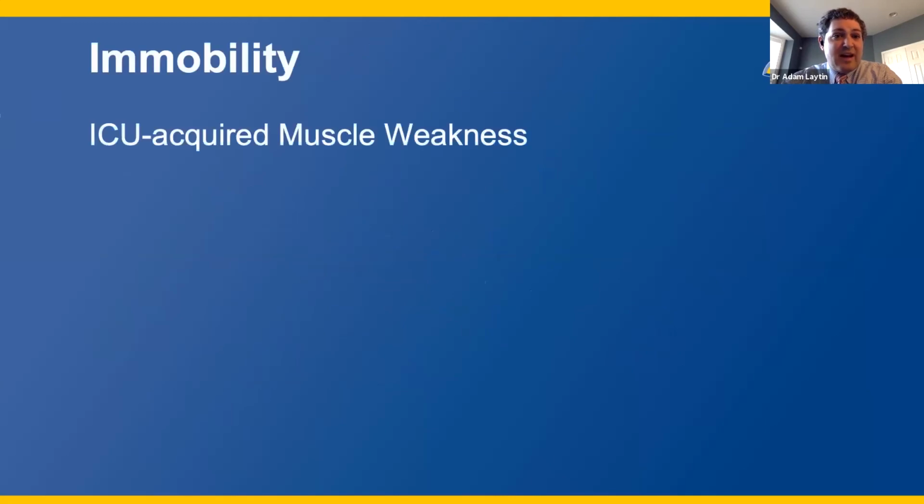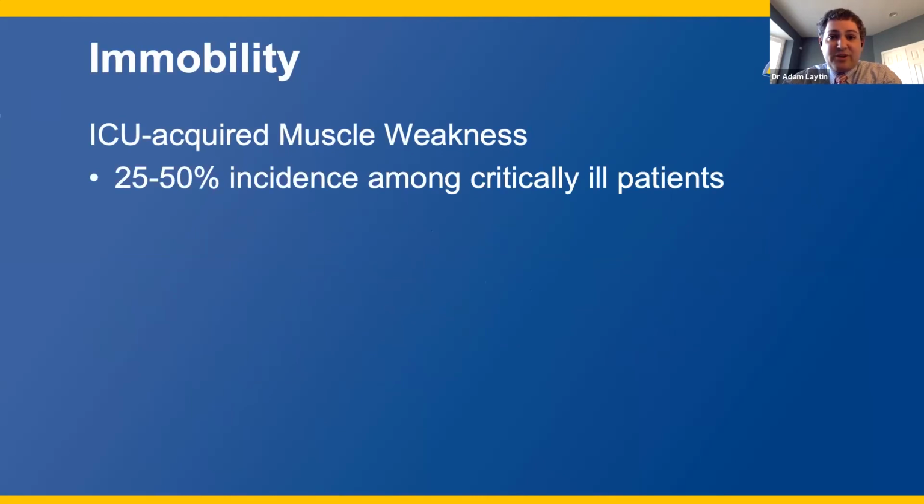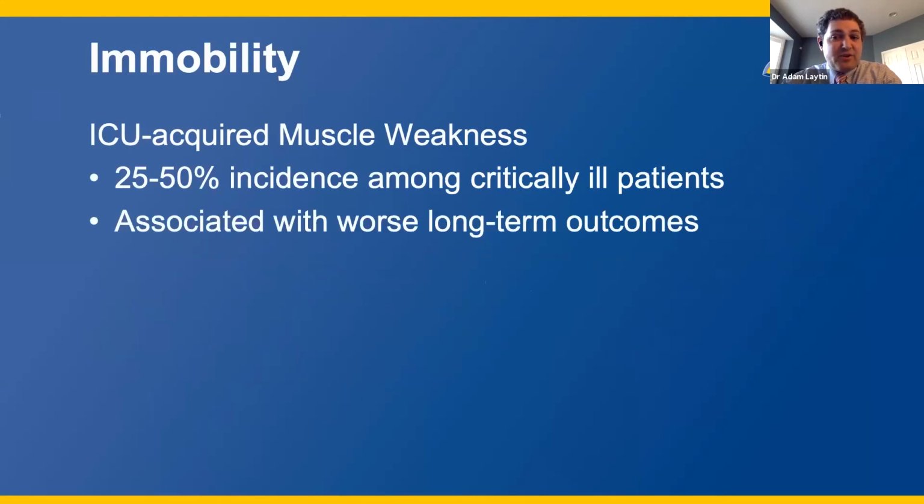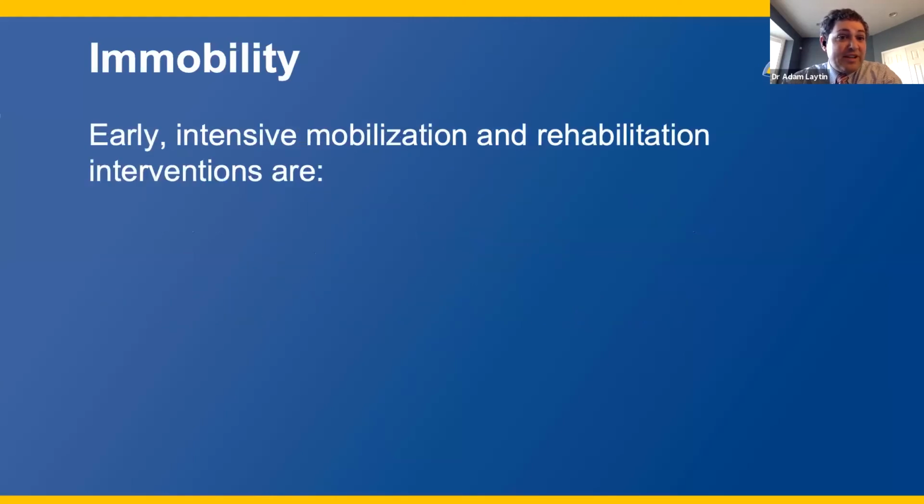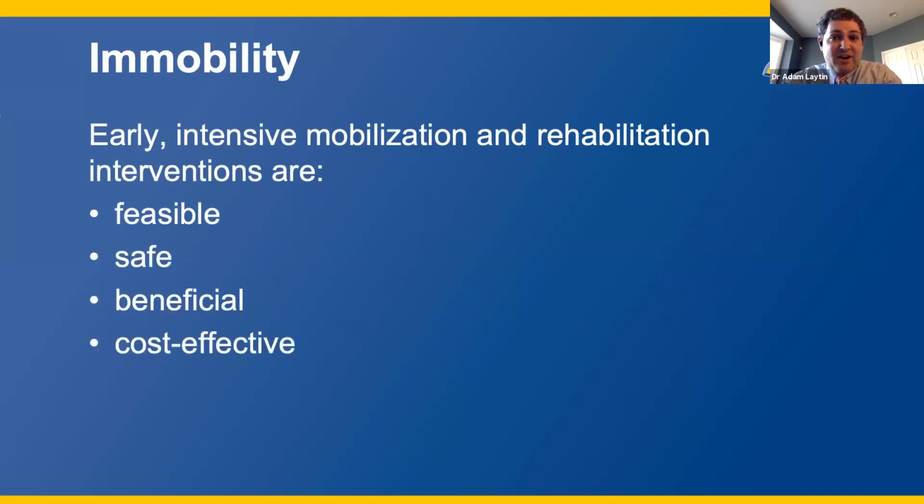One is immobility. Patients who have prolonged immobilization are at high risk of ICU-acquired weakness. This occurs in between a quarter and a half of all critically ill patients. This is associated with worse long-term outcomes and increased pain. We also think that immobility may be a risk factor for delirium development. And so early interventions to mobilize patients and begin early rehabilitation are feasible, safe, beneficial, and cost-effective in resource-rich settings.